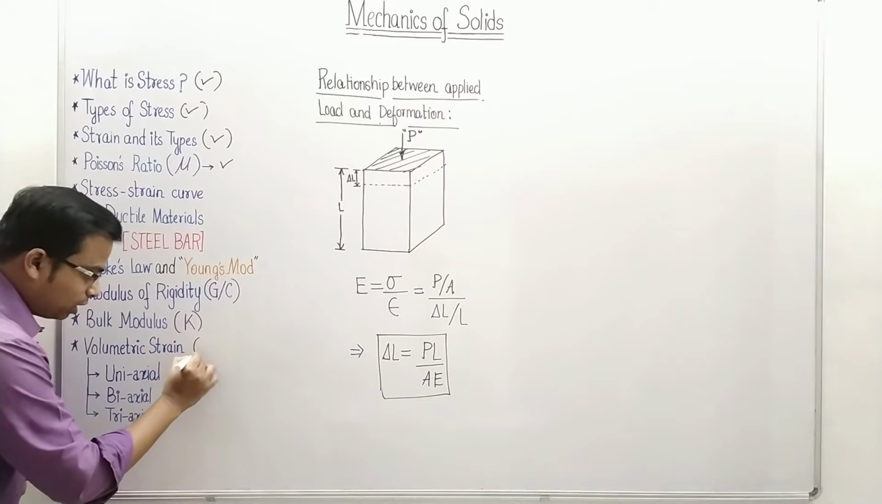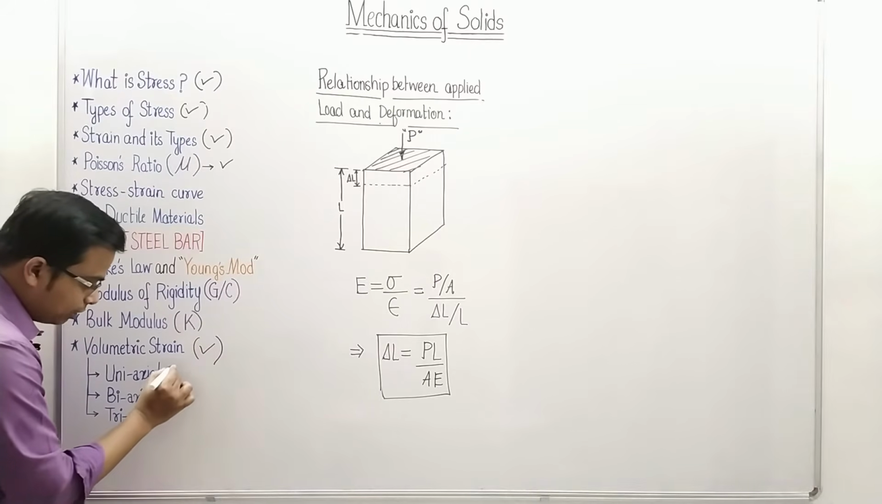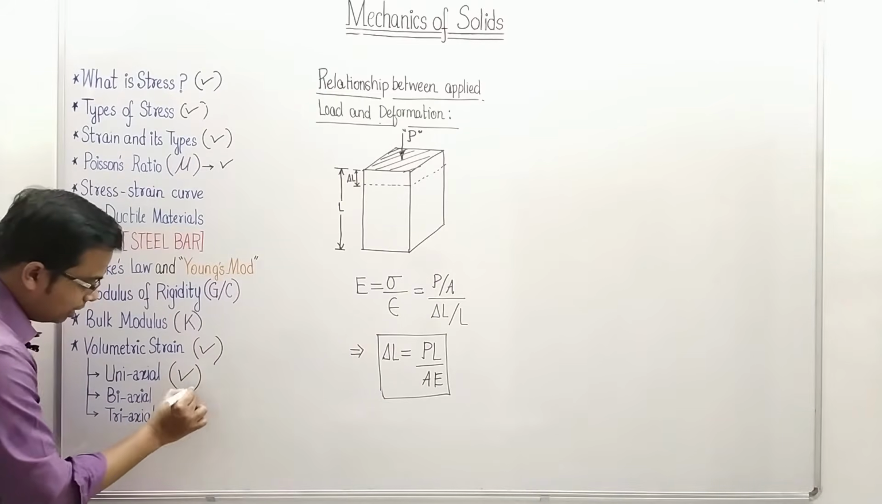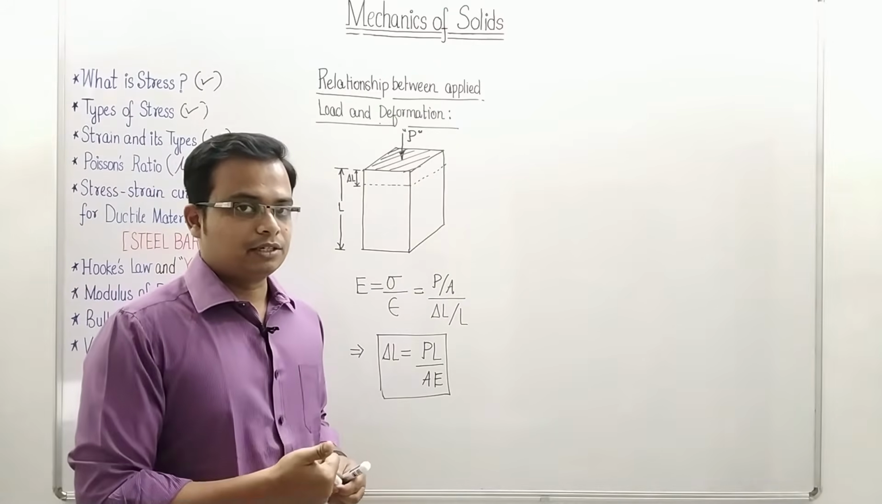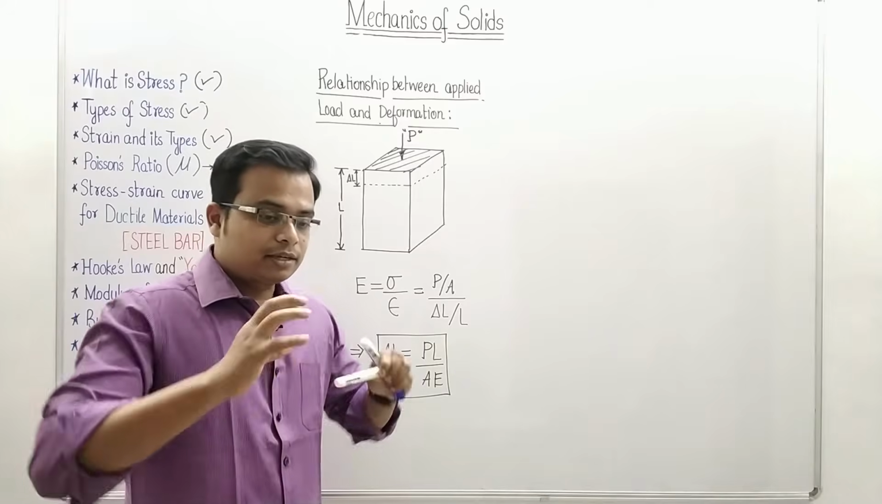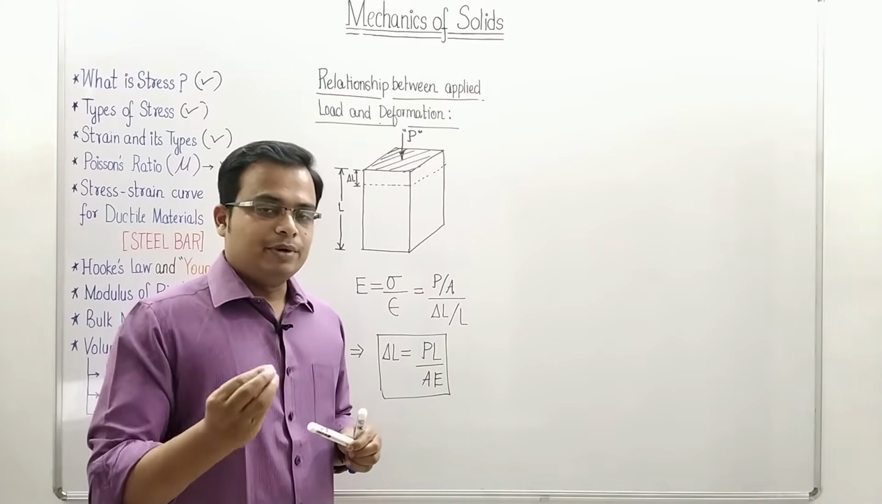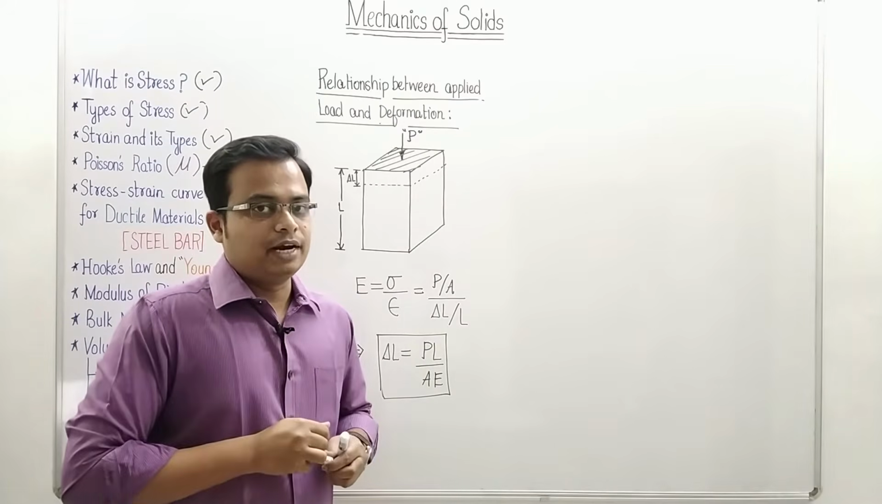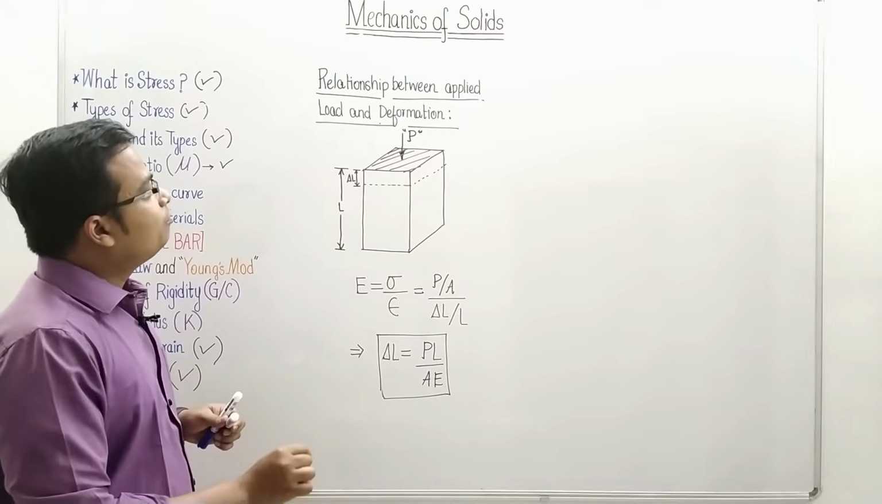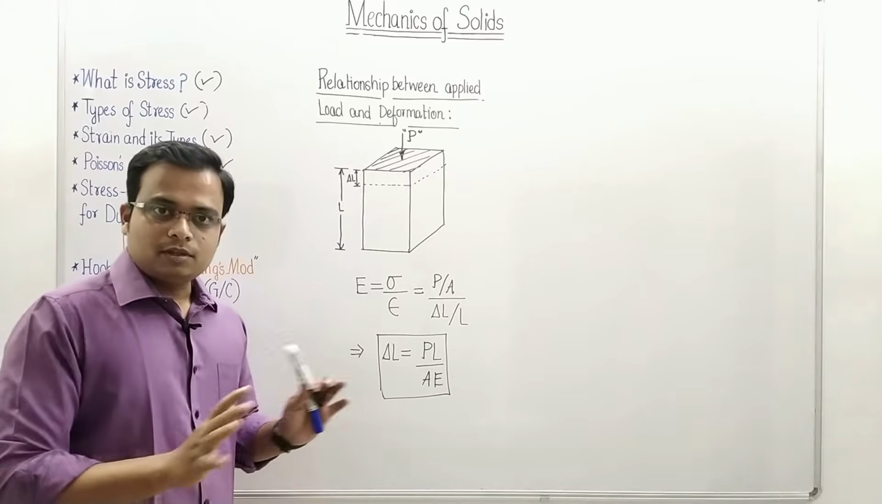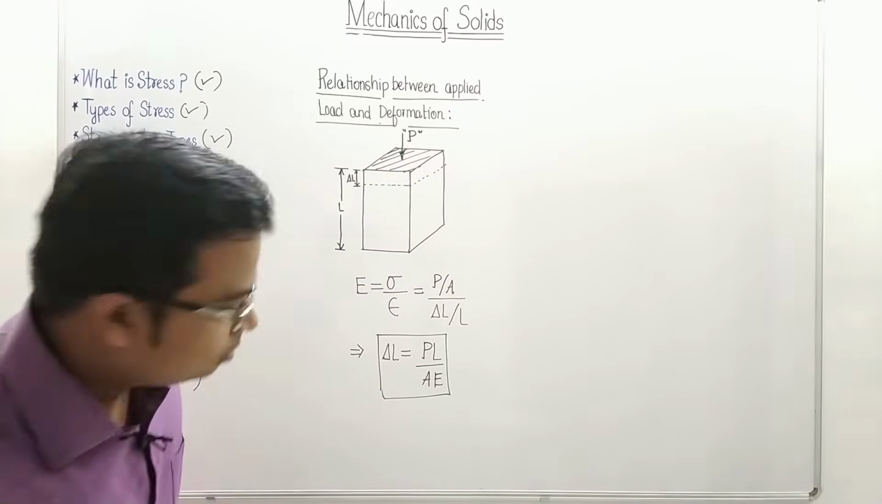Now that you have understood what exactly volumetric strain is, we are going to see the first case: the case where only one load is applied, say along the X direction. How can you find the value of volumetric strain in that case? Let's see how all of that works out. It would be very important to first pause the video and note all of this down.